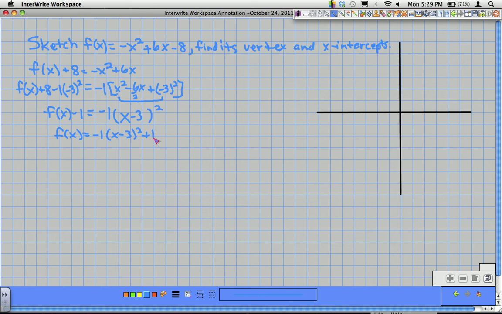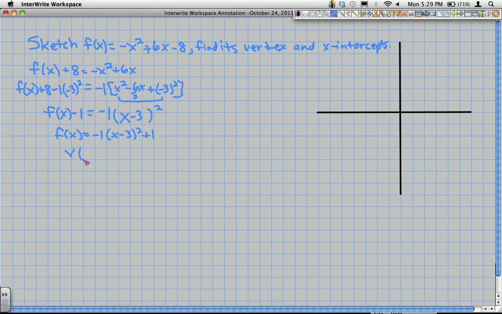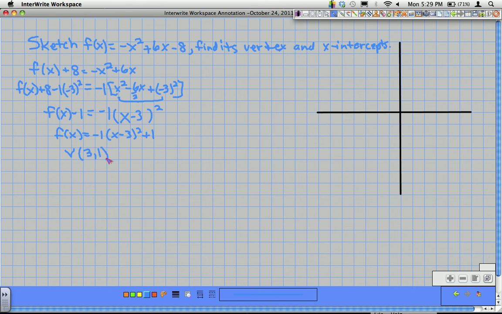Now again, this is going to tell us more than a few things. Our vertex, remember, is going to come from the h, k. So the h value here, the k value here. So on this one, our vertex is just going to be at 3, 1. So we can go over and plot that point. 1, 2, 3 to the right, 1 up. So there's our vertex. Now, because the a value here is -1, the negative says it's going to open downward. So we know that we're going to have a little bit of a cusp here.